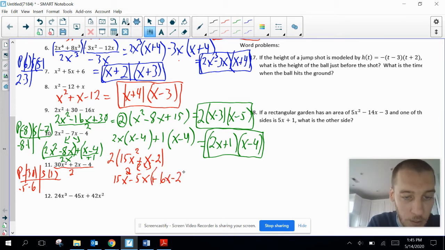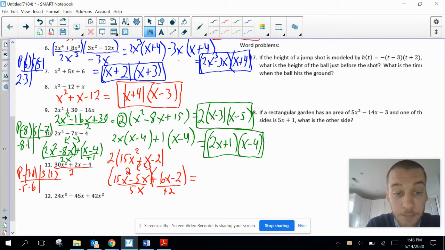I got 4 terms. So I'm looking for a GCF. These are both divisible by x. These are both divisible by +2. And so my final answer will be the two GCFs, which is 5x plus 2, times what's left over, and it's going to match on both of them. So if I divide this by 5x, I'm left with 3x minus 1.